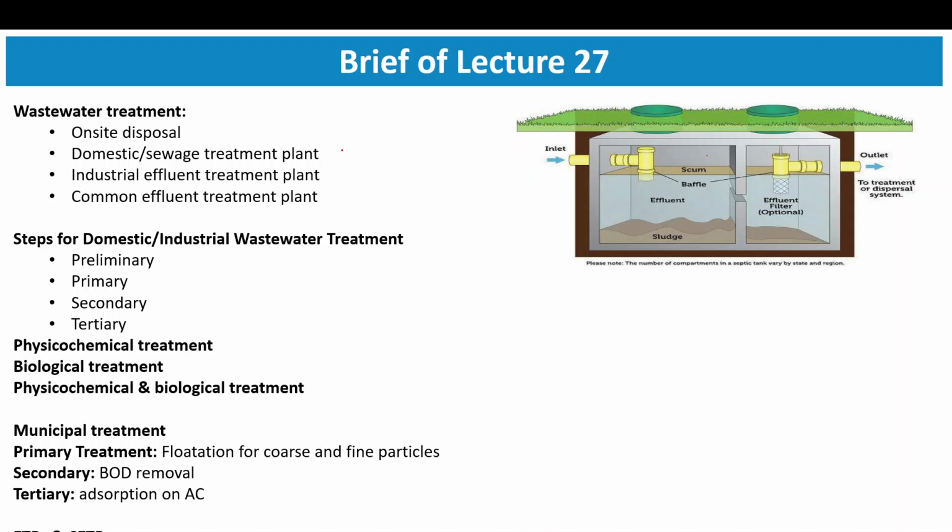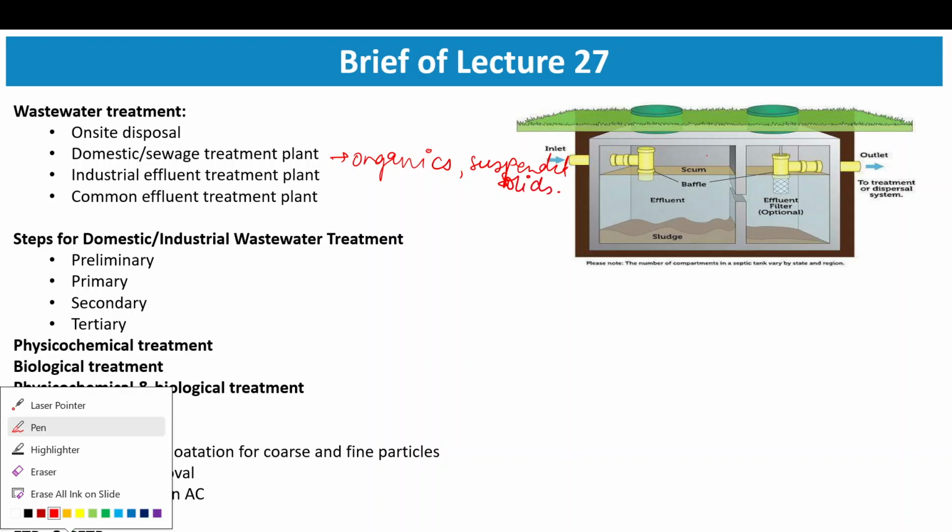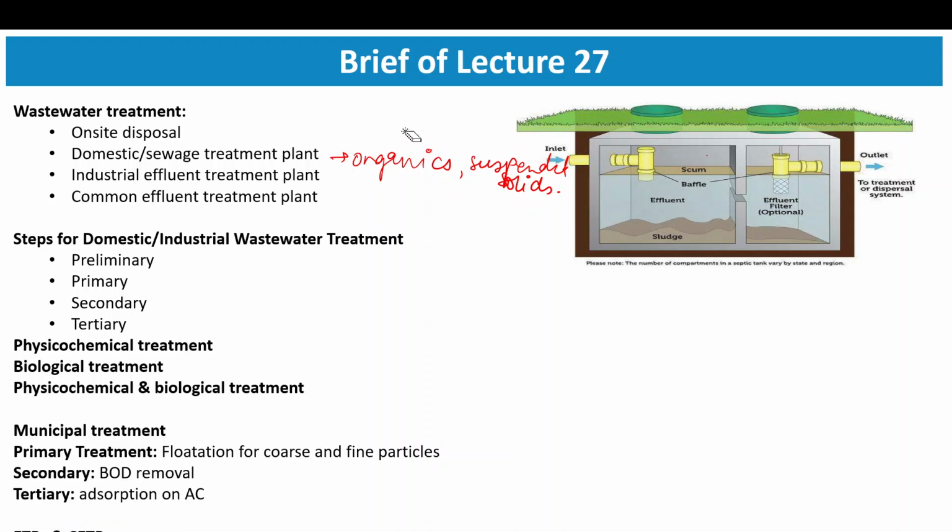The major components which are present in domestic water will be organics and suspended solids. If we talk about industry, depending on the application, there will be a variable load of organics. There could be a variable load of COD also.